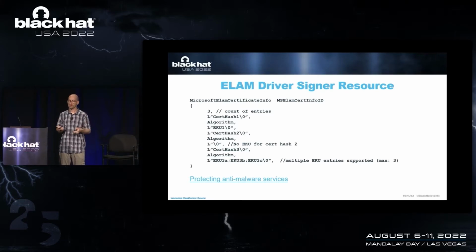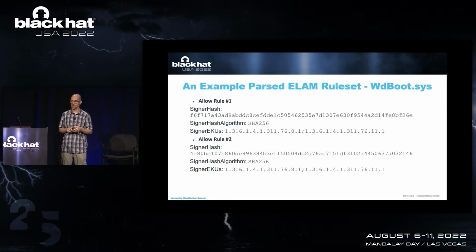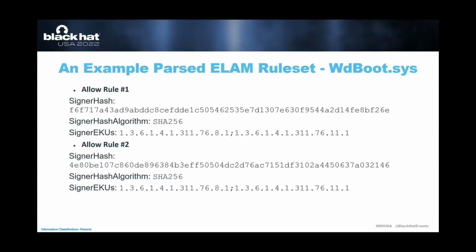So let's look at an example of what these rules would look like in the wild. After parsing out the rule set in wdboot, this is Microsoft's Defender driver, there are two rules in it. So you see there are two TBS hashes in there. Try to remember that F6F1, I'll be referencing that later. It uses the SHA-256 hashing algorithm, and it also specifies two EKUs.